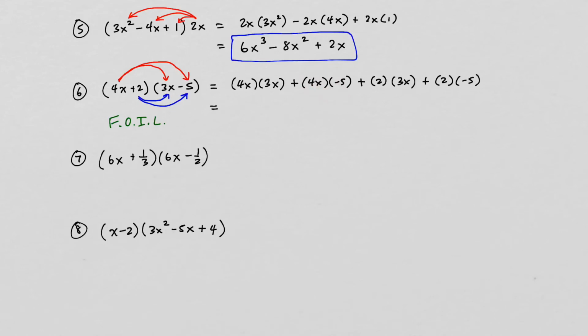So 4x times 3x, that's 12x squared. 4x times negative 5 is negative 20x. 2 times 3x is positive 6x. And 2 times negative 5 is negative 10. And we have some like terms here in the middle that we can combine together. And when we combine those together, we end up getting 12x squared minus 14x minus 10.